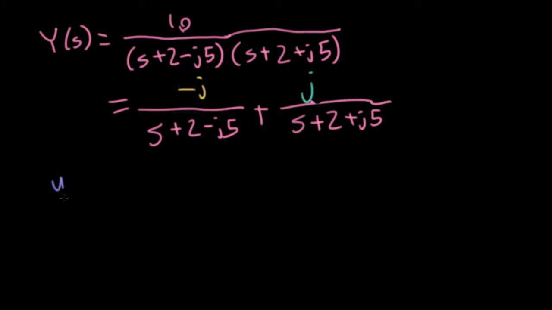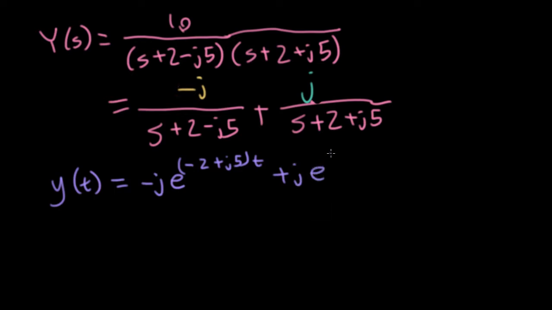Okay, so now let me invert this Laplace transform. I'll have a minus j constant, and then I could write this as e to the minus 2 plus j5, all times t. Remember that our Laplace transform pair with the exponent is fairly general as to what it will let you do. And then I'll have a plus j e to the minus 2 minus j5 t.